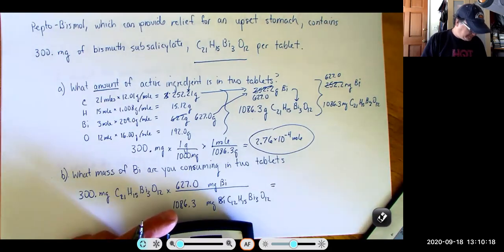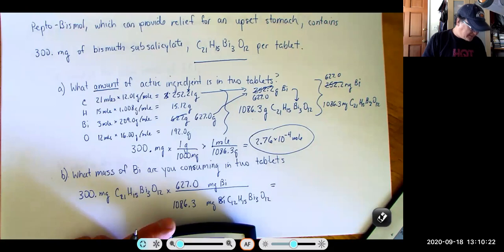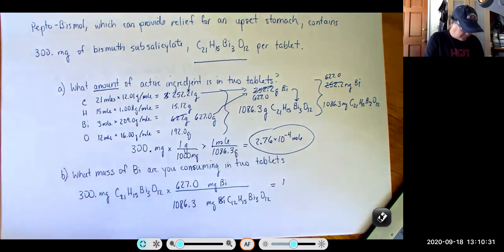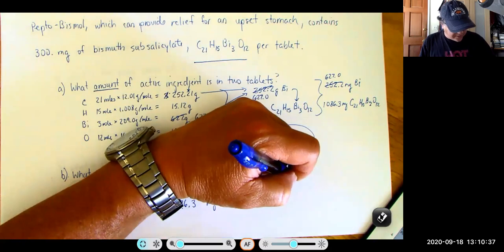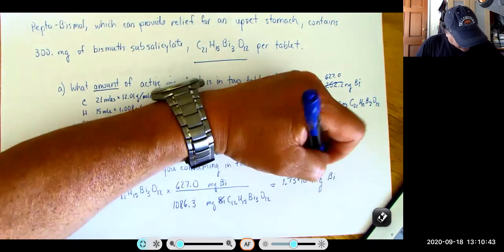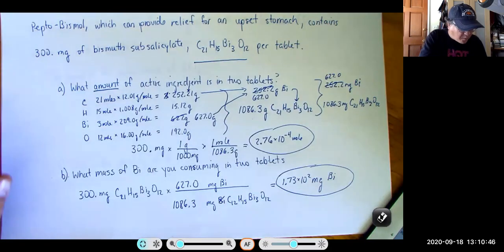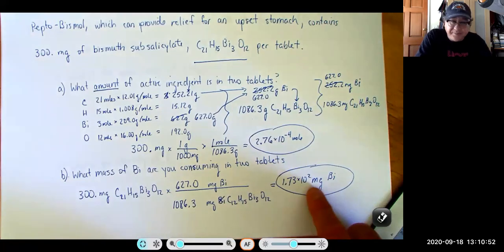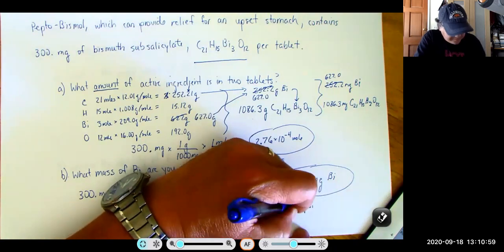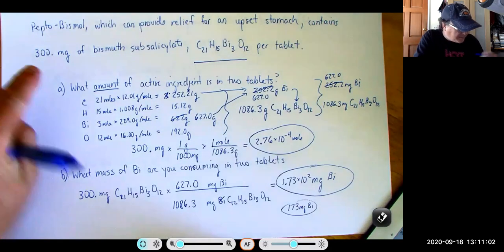So 300 times 627 divided by 1,086.3, and we get 1.73 times 10 squared milligrams of bismuth. Now, at first I'm looking at this answer, I'm thinking, whoa, that seems like a lot, but why is it not very much? And the answer is it's in milligrams. So this is 173 milligrams of bismuth when you take 300 milligrams of this stuff.